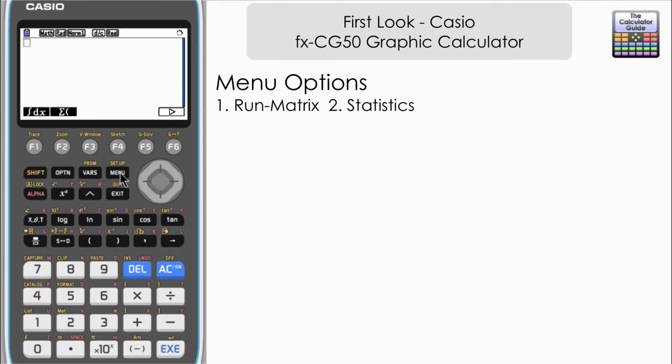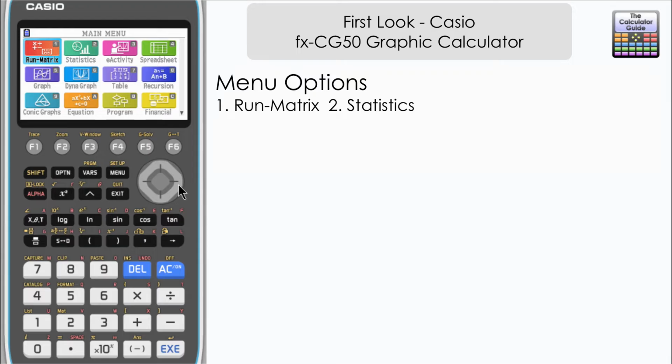There's a statistics mode, which operates very similar to the statistics modes on the scientific calculator. You have one variable, or you can have two variables and make a comparison. Also, we've got another mode here, e-activity, which appears to be something where you can engage a class as a whole. So maybe the teacher can project a certain activity on the board and the class can participate with their CG50s along with that. There's a spreadsheet function, again similar to the Classwiz.